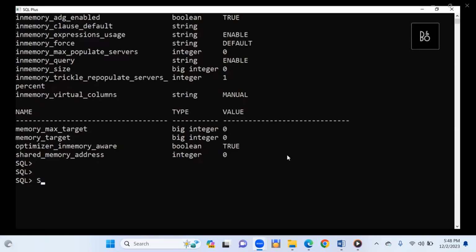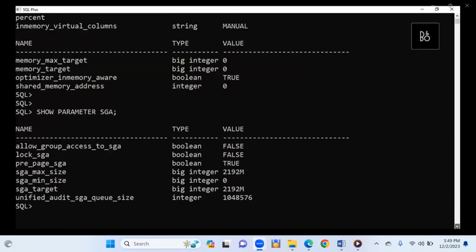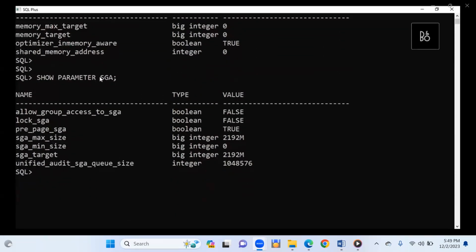Now, again, we need to talk about this parameter, show parameter SGA. This is one of the components of the memory, which stands for Shared Global Area. You can see that we have something here called sga_target. This one is a parameter, sga_target.